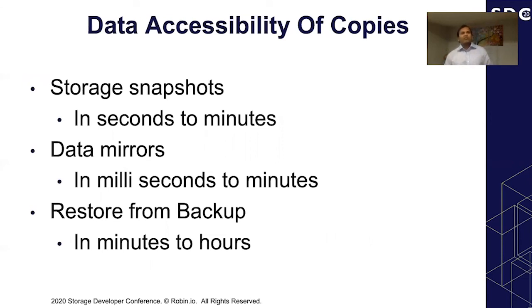So once you have copies through either the mirrors, snapshots or backups, how available are they, and how can you retrieve them to restore from failures? Typically storage snapshots are easy to revert. It takes seconds to minutes. With data mirrors, you sometimes don't even know that the disk has failed because the IO is routed to the surviving disk. And of course, restore from backup can take anywhere between minutes and hours, depending upon where the backups are and how much data needs to be transferred back to restore your application.